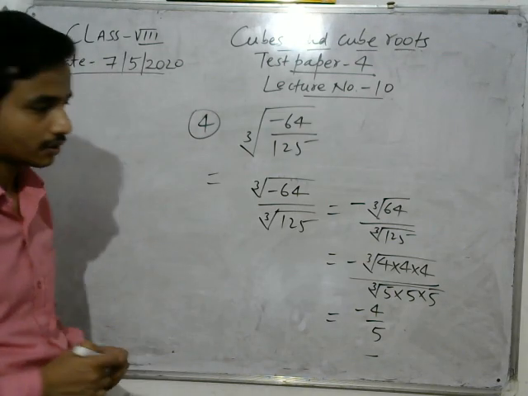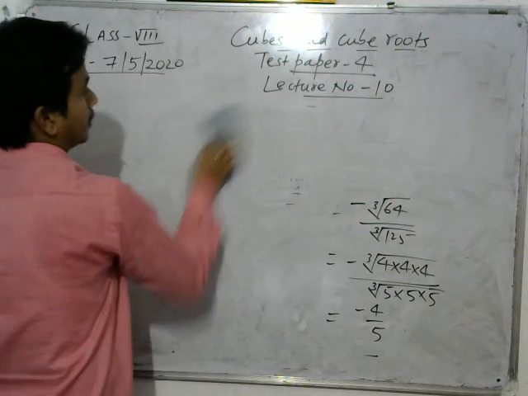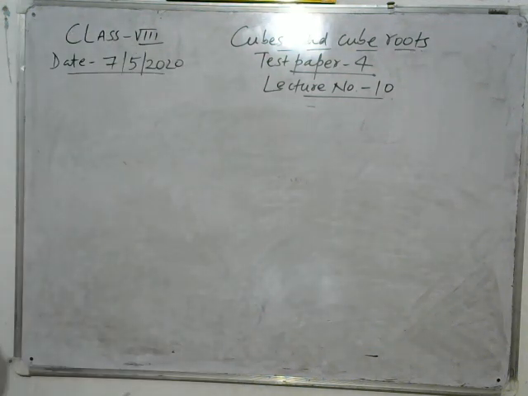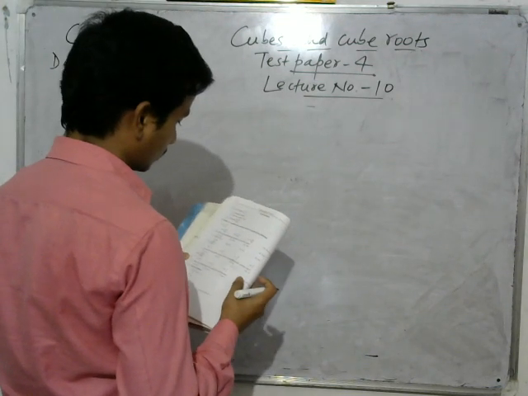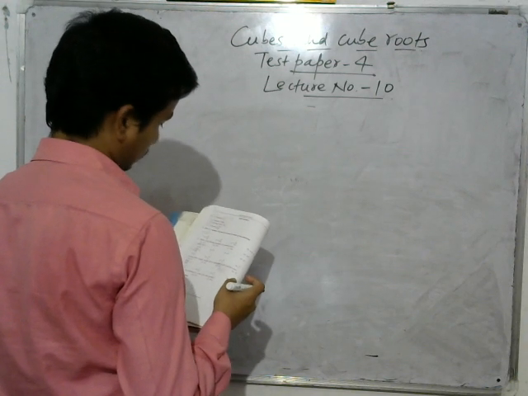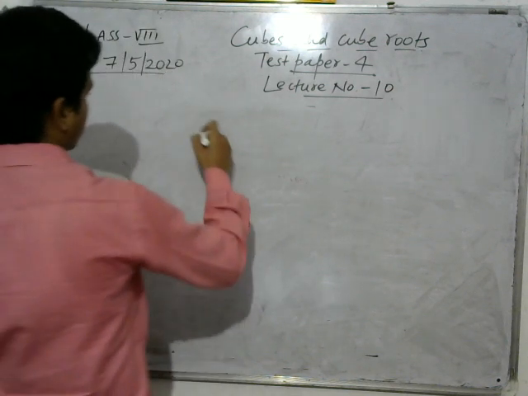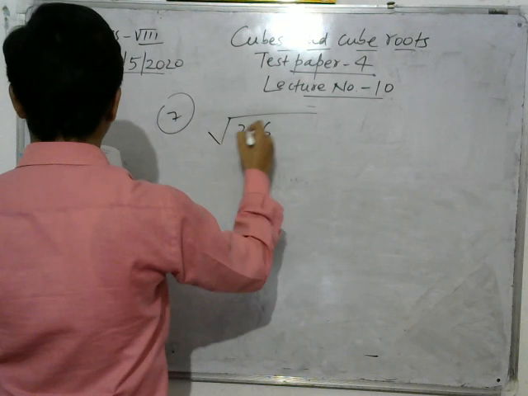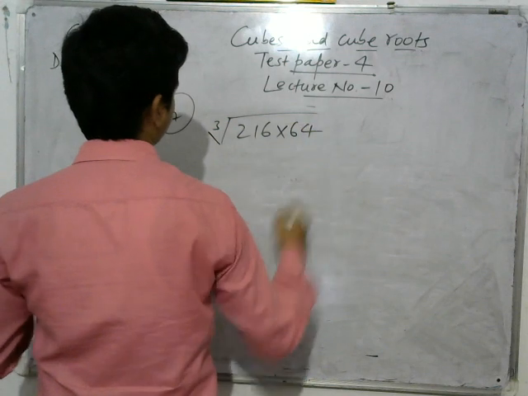Okay. Now let's discuss another problem. So question number 5 is similar to question number 1. Question number 6. Which of the following is a perfect cube? So you can find the prime factor and also solve it. Question number 7. See, question number 7 is the cube root of 216 into 64 equals what?